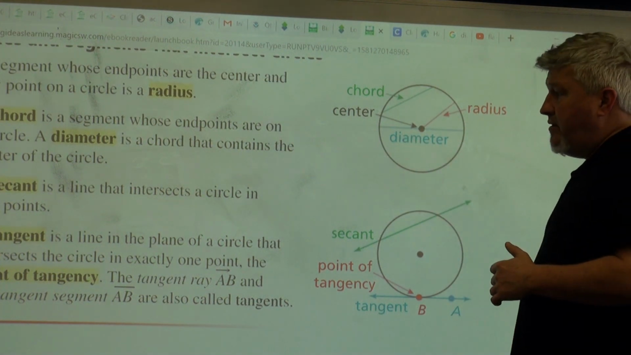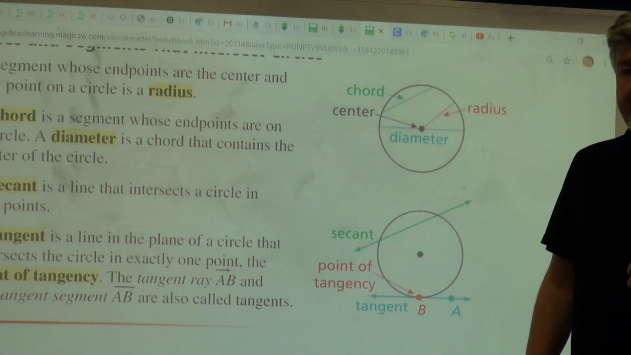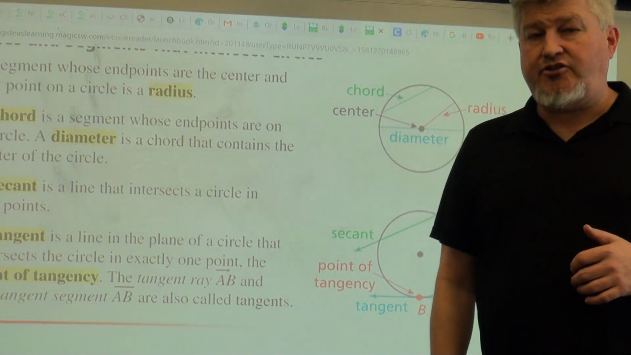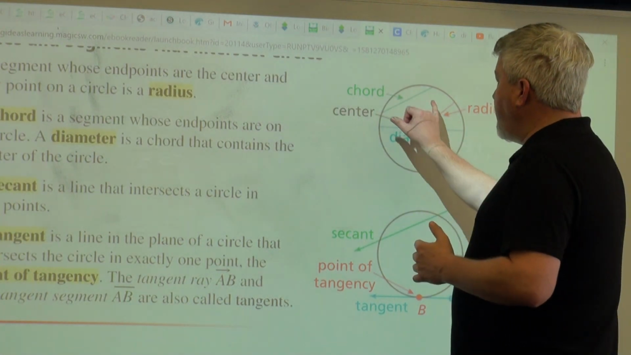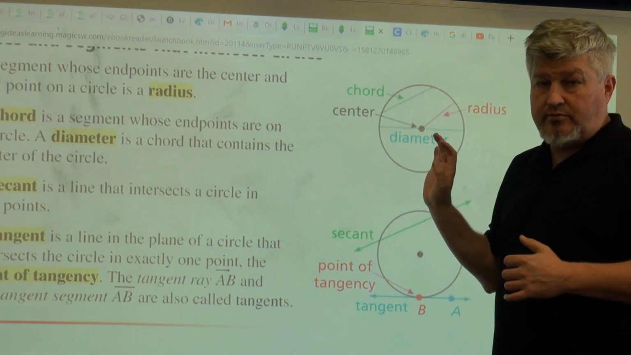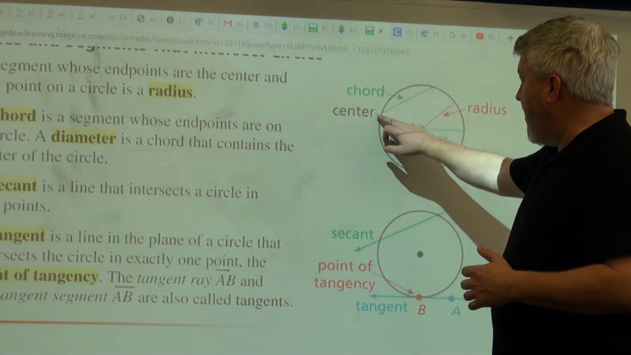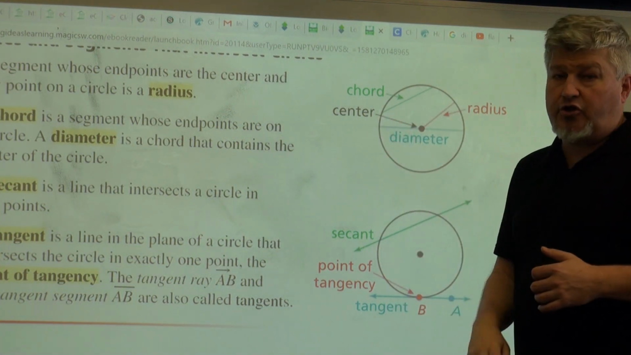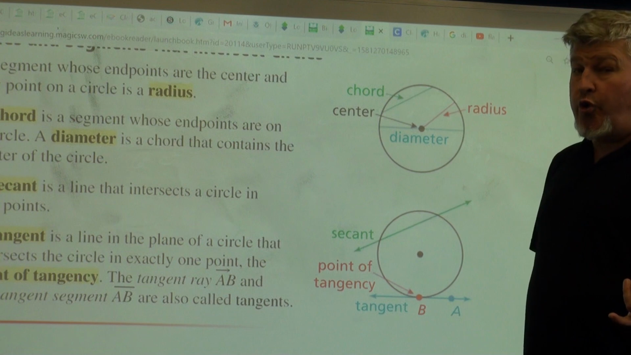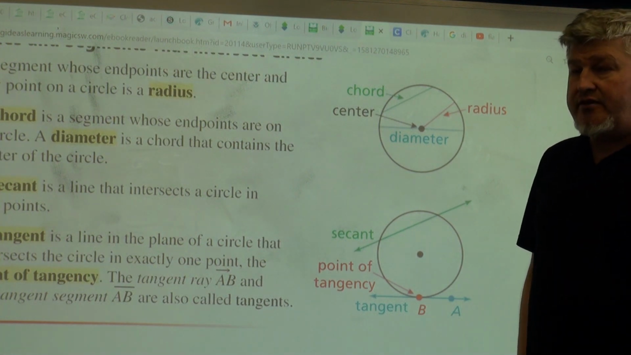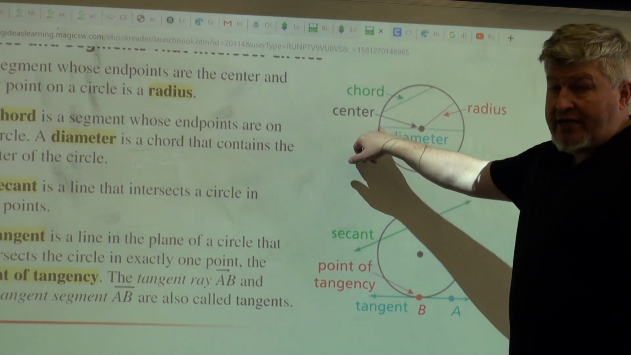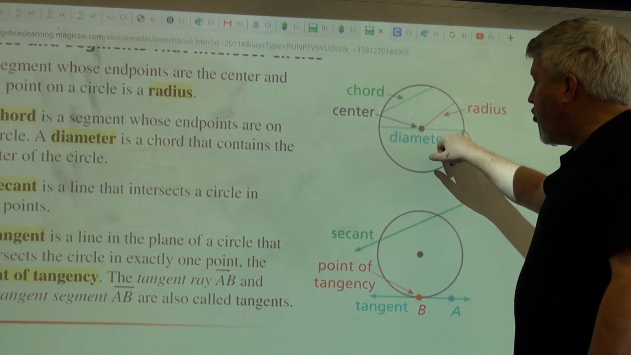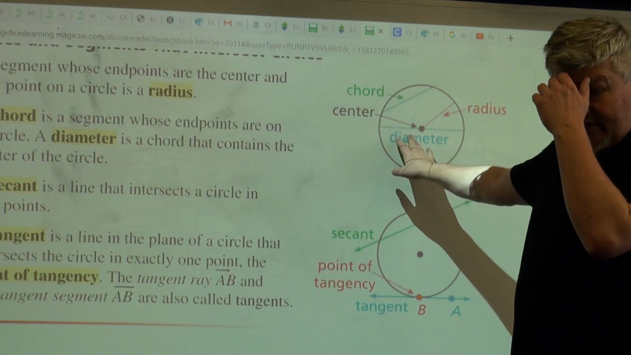A chord, C-H-O-R-D. Okay? C-H-O-R-D, much like a musical chord. A chord is a segment whose endpoints are on the circle. Okay? Any line across from one edge to the other is called a chord. There is a special chord that you know about called the diameter. It is a chord because it goes from one end of the circle to the other end, crossing through the center point. That is the diameter.